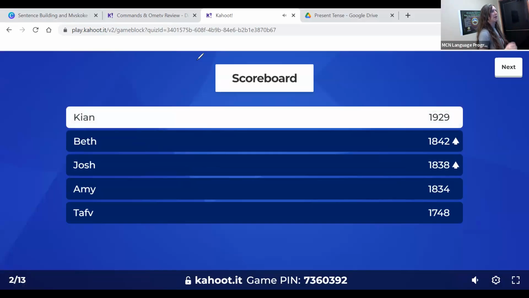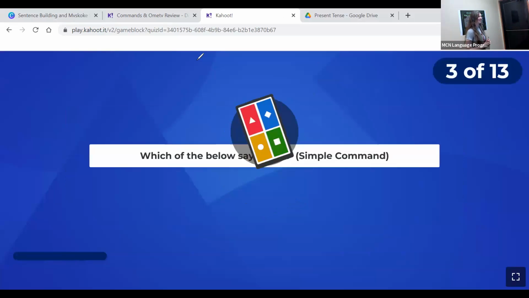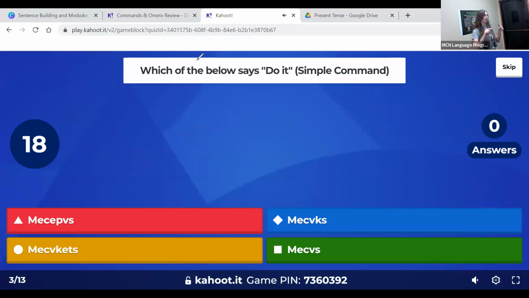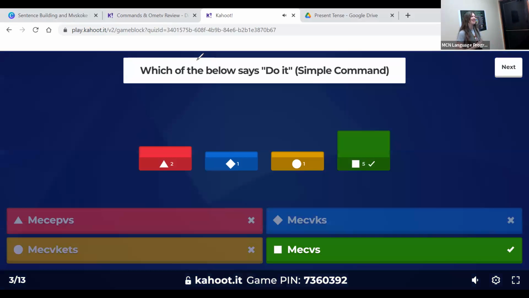Ooh, that's coming for you. Okay, which of the below says do it, the simple command? Is it mijibus, mijux, mijagit, or mijas? No, that's the other thing. As Desiree just said to the side, you can't change your answer. That's why speed matters. Speed and accuracy. You have to get it right the first time. So yes, the answer is mijas.